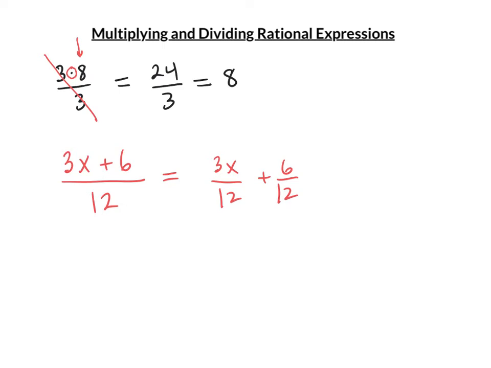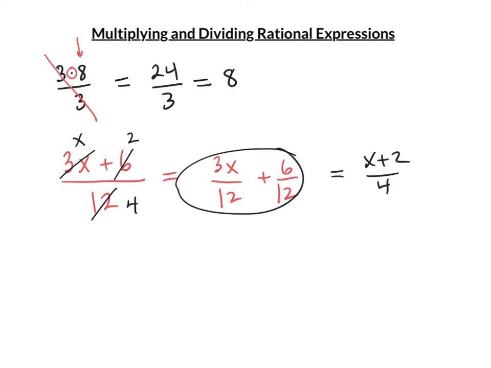Now, I believe I've shown you before that there is one way you can simplify this by finding a common factor. You could divide everything by 3. You could divide 3x by 3 and make that x. You could divide 6 by 3 and get 2. 12 divided by 3 would be 4. And I can see the answer then is x plus 2 over 4, which would be preferred to simplifying this.